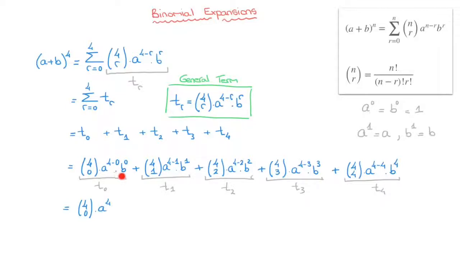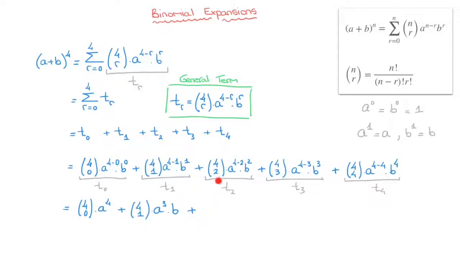In turn, that multiplies b raised to the power of 0. But as we've just seen, if we have b to the power of 0, it's equal to 1, and we can just ignore it. So we move on to the next term. And the next term has binomial coefficient 4, 1. So I'll write that. That's the binomial coefficient 4, 1. And that multiplies a raised to the power of 4 minus 1. So that's a raised to the power of 3 times b raised to the power of 1, which we simply write as b. So that's a raised to the power of 3 times b. And we move on to the next term.